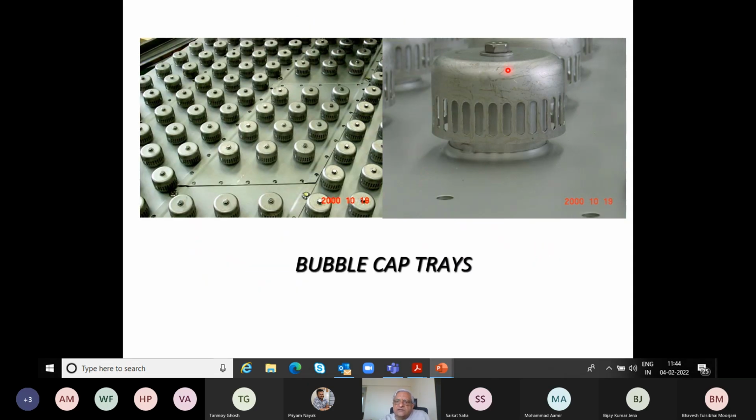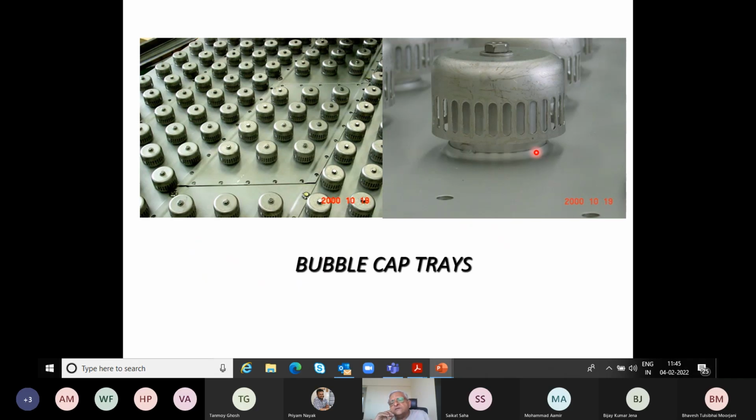It is a riser on which a cap is fitted with slots on the sides, so that the vapor, when it comes up from the bottom, gets diverted to these slots. This entire chimney, this bubble cap, is submerged in liquid. So the vapors bubble through the liquid pool, and that is how you do liquid-vapor contacting. So the bubble cap is a pretty efficient device.